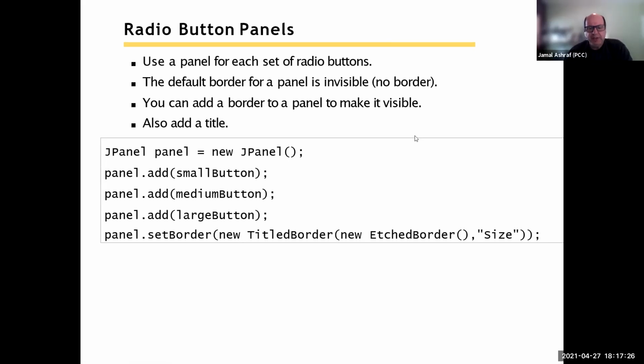We can add some other things to our radio buttons. We can create a border for our group, and we can set the title for the group. The border is invisible, which means there is no border if you don't mention anything. But if you mention it, it's going to have something there. This edged border is a special one that we're creating over here. That's one way of doing it.